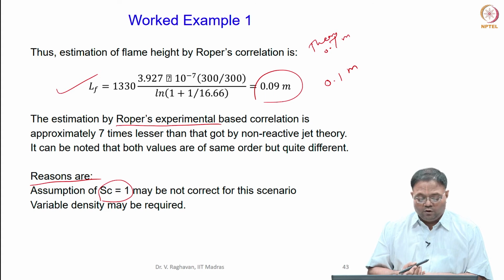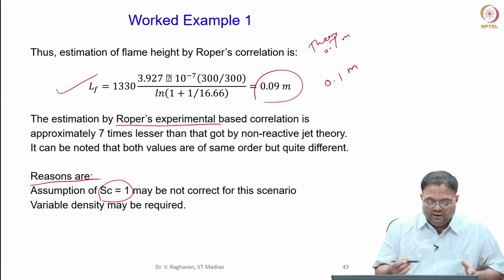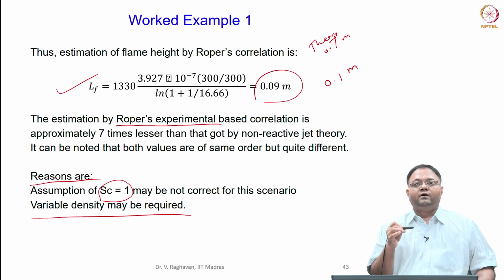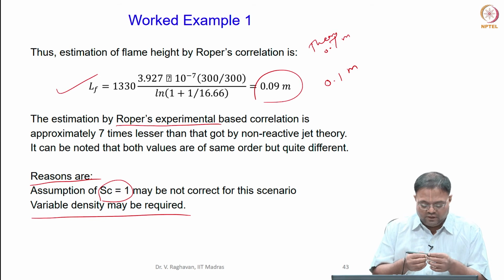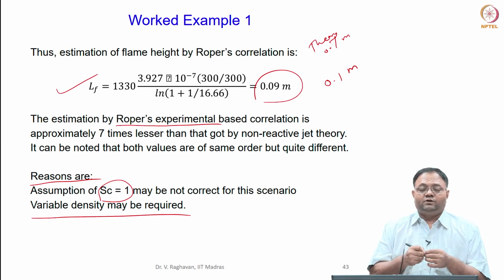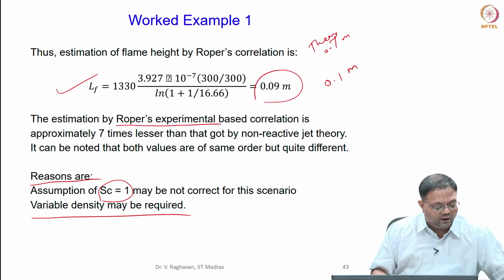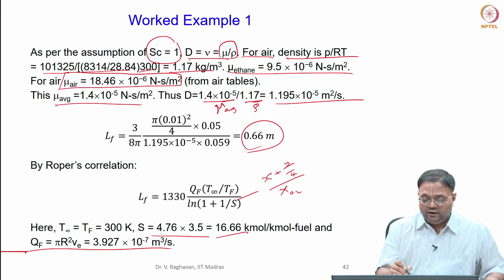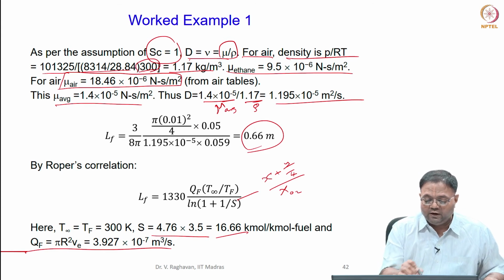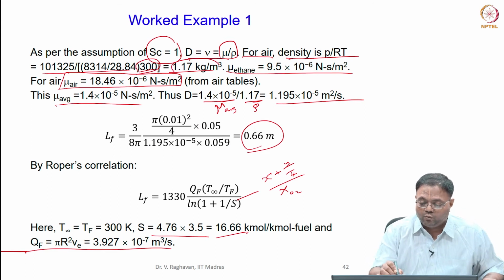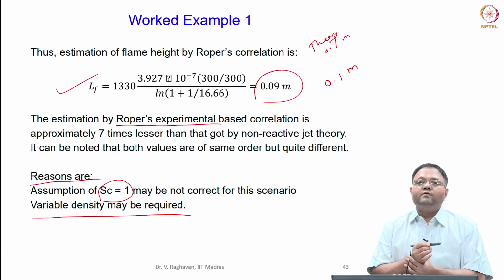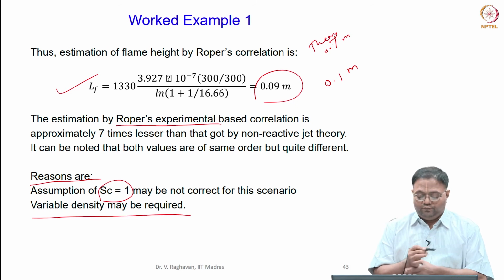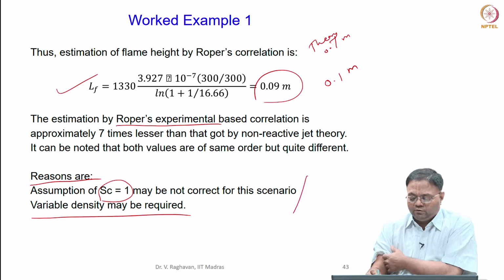The Schmidt number equal to 1. Okay, our main culprit should be the variable density that may be required, because when you do a non-reacting jet, the density is taken as a constant. But with temperature, if you go back and try to calculate here, instead of taking density at say 300 Kelvin and getting the density as 1.17, if you take an average temperature and calculate density, maybe that will give a closer value. So, these are the possible reasons.